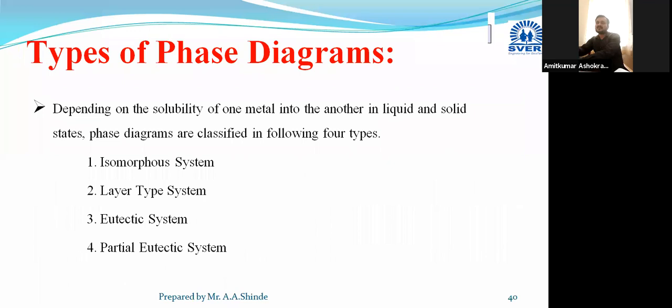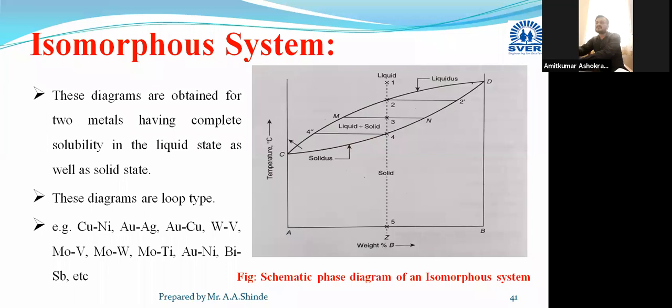The classification of phase diagrams in 4 types for binary system. We have considered binary system, meaning alloys having 2 elements only. The 4 types are isomorphous system, layer type system, eutectic system, and partial eutectic system. Out of these 4, the first three, isomorphous, layer type, and eutectic system, we have covered in today's session in brief.